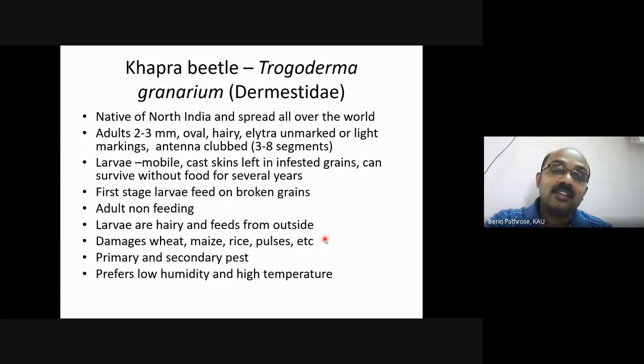But from second instar onwards, it doesn't need broken grains. Even whole grains is sufficient. So it is considered as both a primary as well as a secondary pest. Adults are non-feeding.